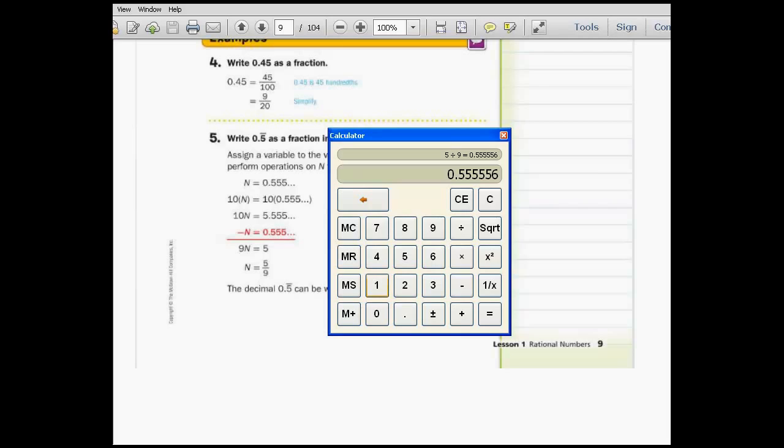Let's try something like 1/9. 1 divided by 9 is 0.1 repeating. 2 divided by 9 is 0.2 repeating. 8 divided by 9, guess what it is? 0.8 repeating. It also works the same for other digits.